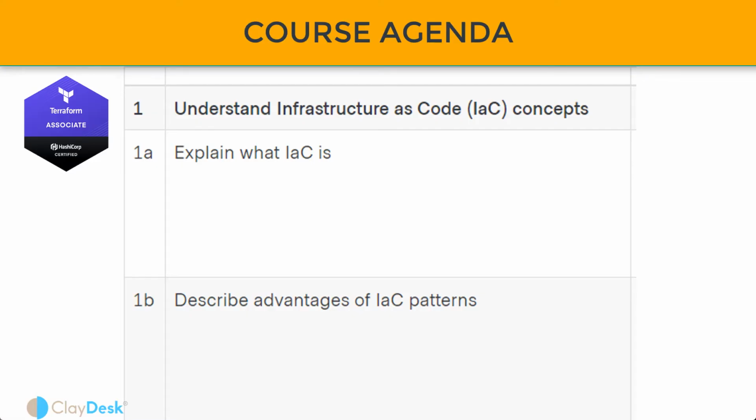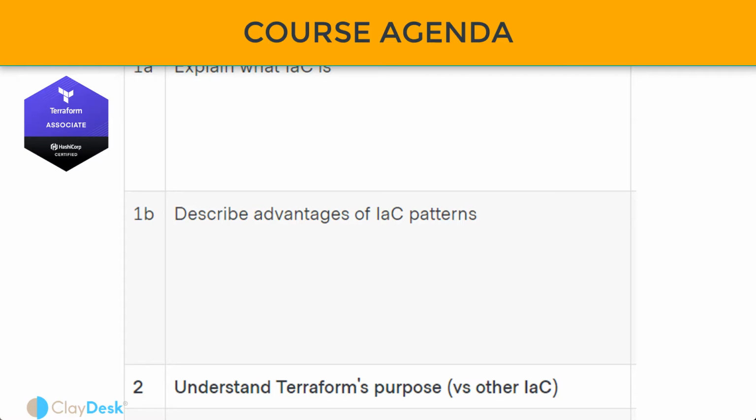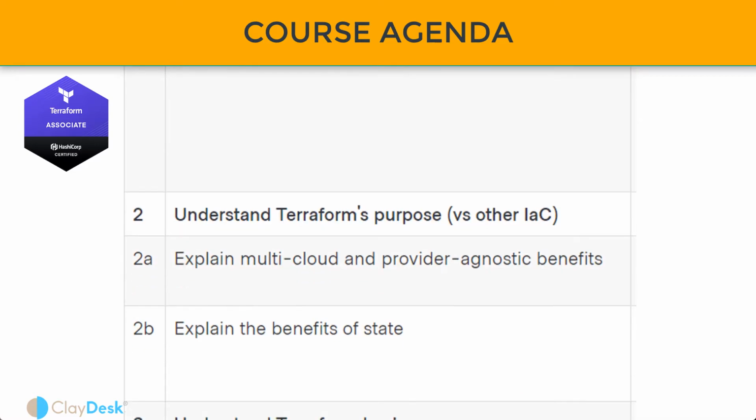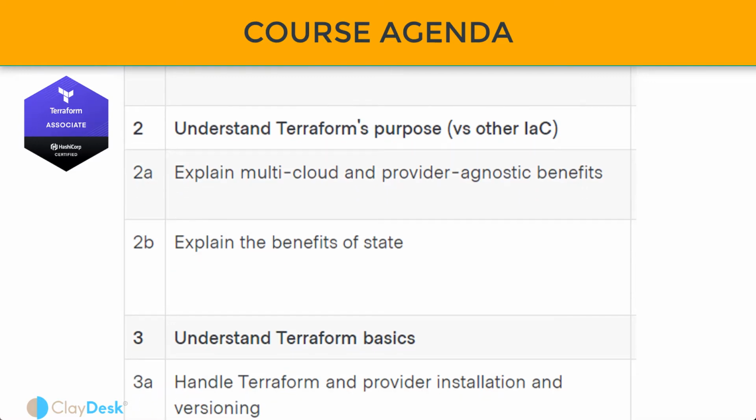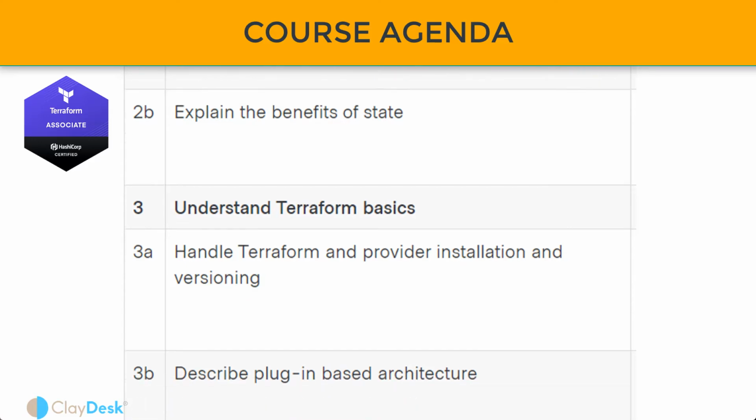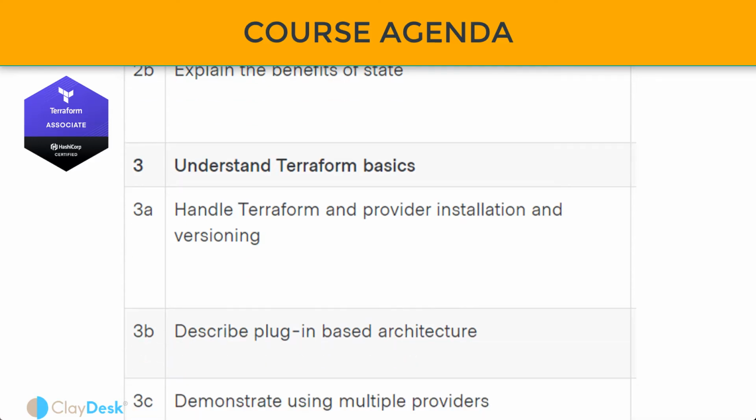So we'll begin by understanding the infrastructure as code (IaC) concepts, explain what infrastructure as code is, describe the advantages of infrastructure as code patterns, and really understand Terraform's purpose. Then we'll get into the explanation of what a state file is, explaining the benefits of state itself. Next, we'll take a look at the Terraform basics, how to handle Terraform and provider installation and version control, describing the plugin-based architecture, for example. I'll also demonstrate using multiple providers, describe how Terraform finds these providers, and how to use them and spin up resources.